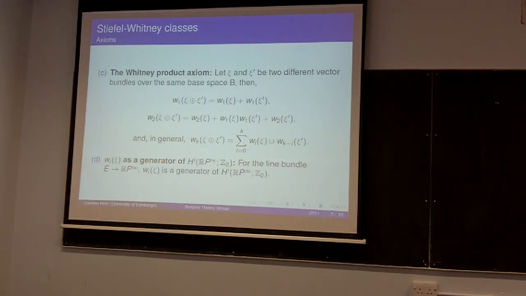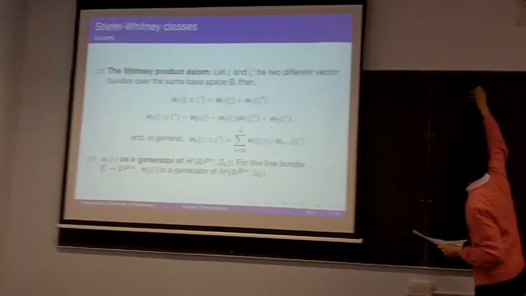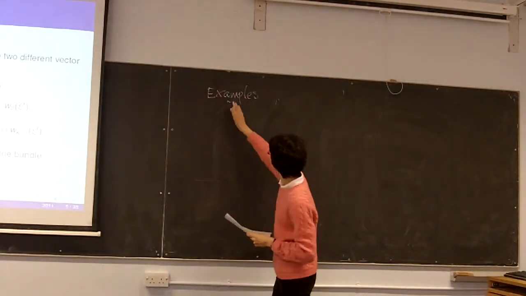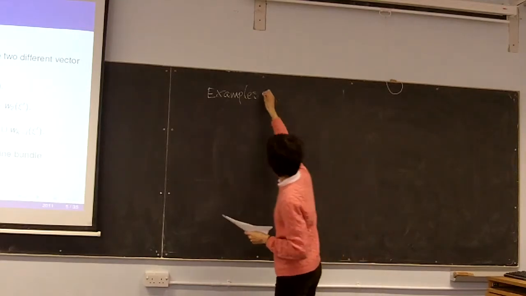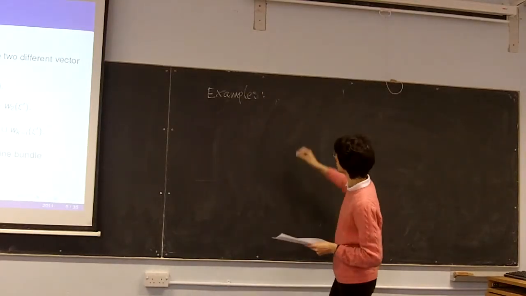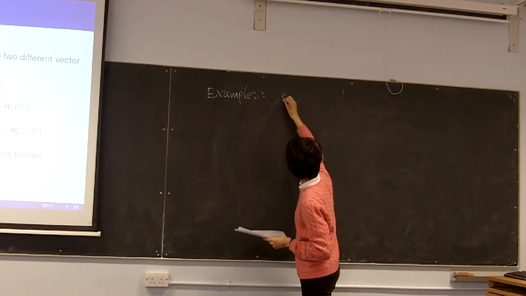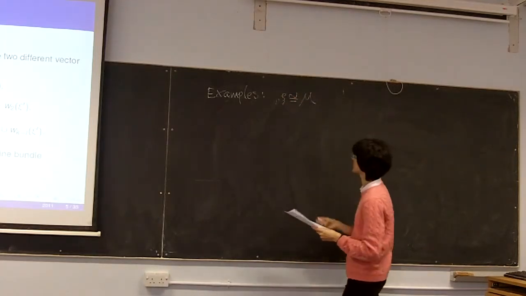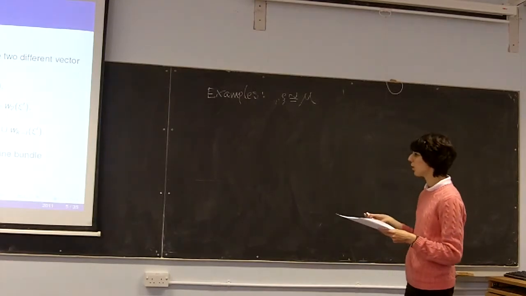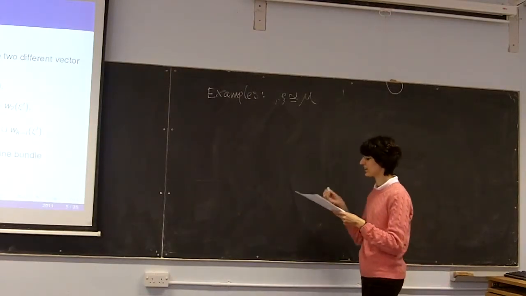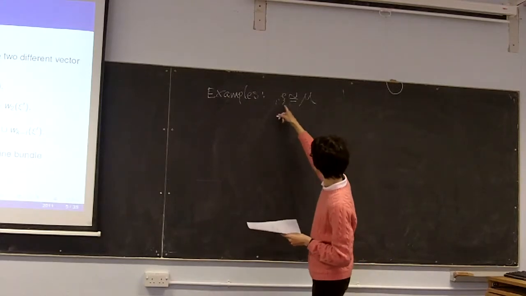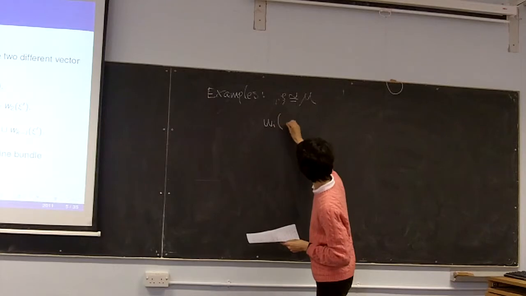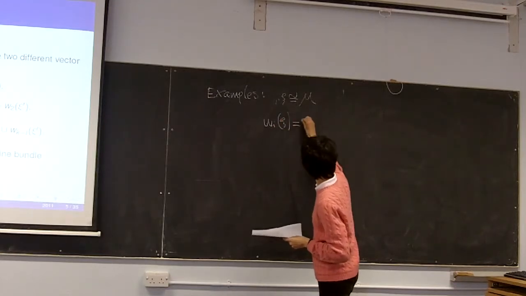Well, now we're going to see some important examples. For example, what happens if we have two isomorphic vector bundles? Something very interesting in relationship to the Stiefel-Whitney classes is that if they are isomorphic, then each of the Stiefel-Whitney classes are equal.